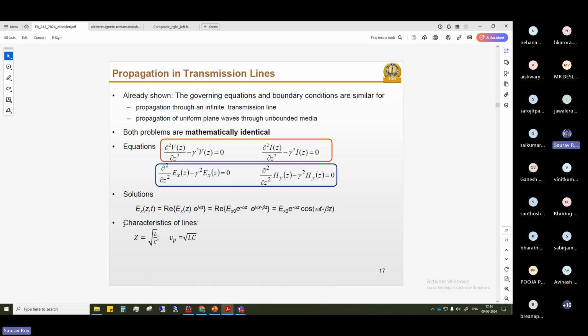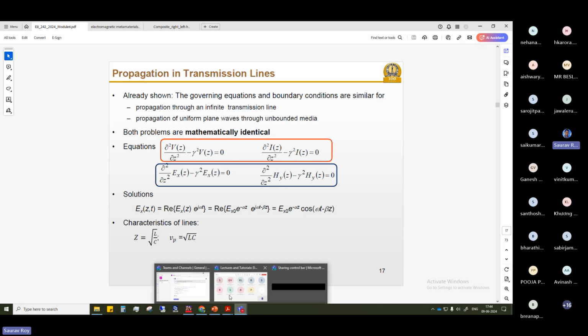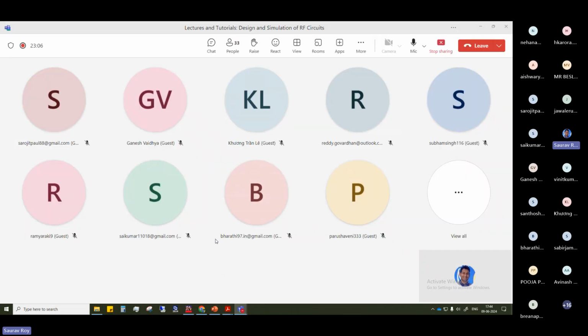Before starting, I will ask how many people have heard about or have read about CRLH lines, left-handed metamaterials, left-handed transmission line, artificial transmission line. Who has read about it? Anybody here? No, sir, not heard. Okay.